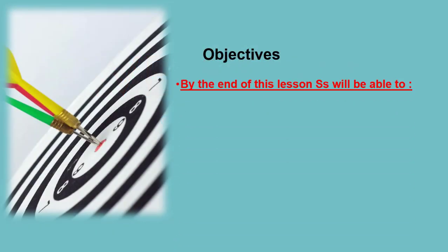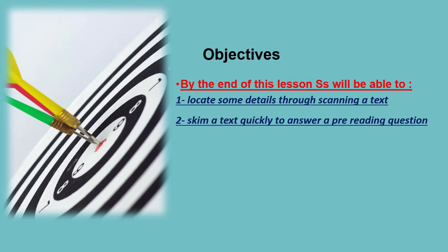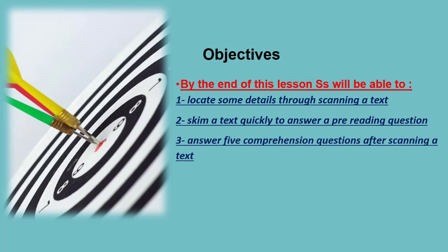Our objectives today are: number 1, to locate some details through scanning a text. Number 2, to skim a text quickly to answer a pre-reading question. Number 3, answer 5 comprehension questions after scanning a text. And finally, to write a description of a process.